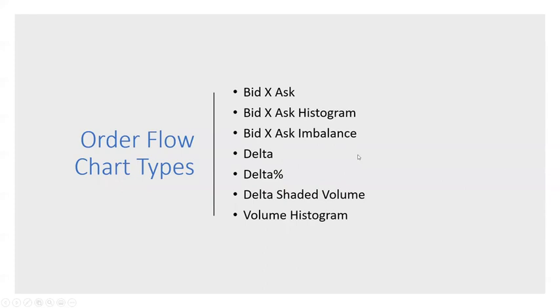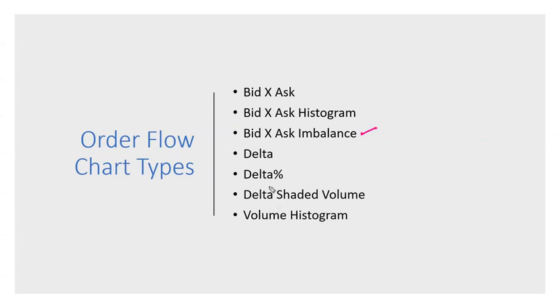There are these many ways in which an order flow chart can be plotted. You can plot a simple bid ask price ladder. You can plot a bid ask histogram. We will see what that means. You can plot bid ask imbalance. Now this is the one that I use all the time, right? Bid ask imbalance. Then there is delta, then there is delta percentage, then there is delta shaded volume, and finally the volume histogram, all right.